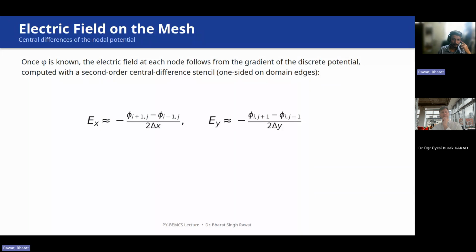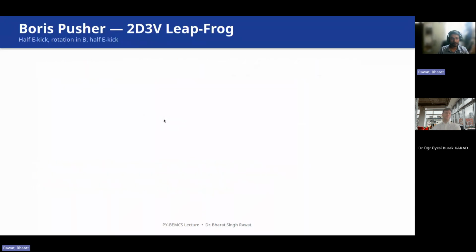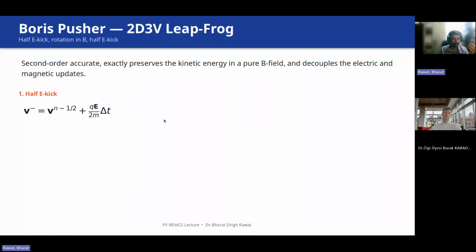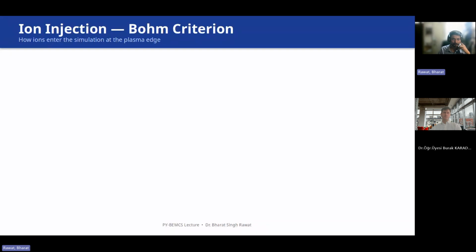Then you solve the electric field on the mesh using this two-way interpolation, two-way finite difference method in the X and Y direction. And once you know the electric field, you apply this Boris pusher 2D leapfrog algorithm, in which you apply a half kick and the rotation vectors just to push the particles. And this conserves your particles' motion and energy during the entire push process.